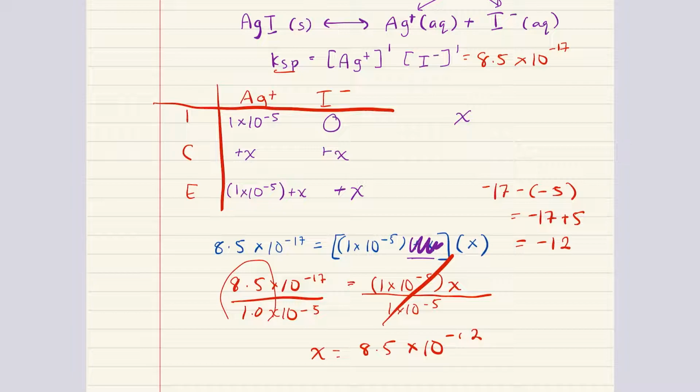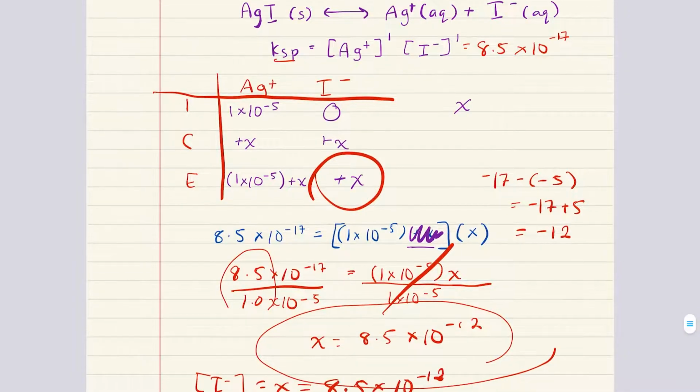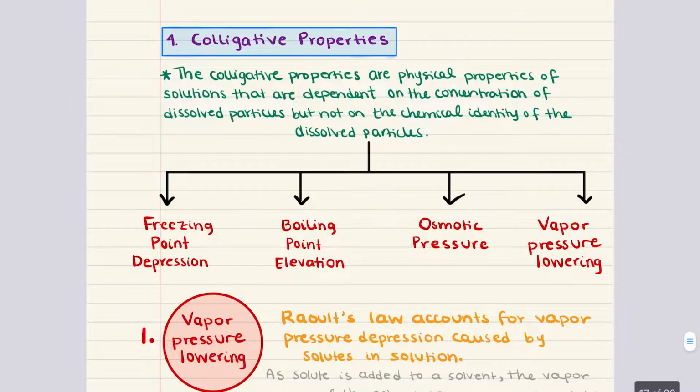So this gives us x. And this question asks for the concentration of iodide, which based on the equilibrium expression is going to be equal to x. So our iodide concentration is equal to x, and we know that x is equal to 8.5 times 10 to the minus 12. And there we have it. We solved this problem. Now we've completed objective 3. We can move into our last and final objective, which focuses on colligative properties.